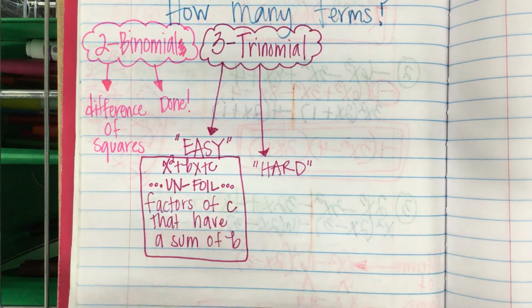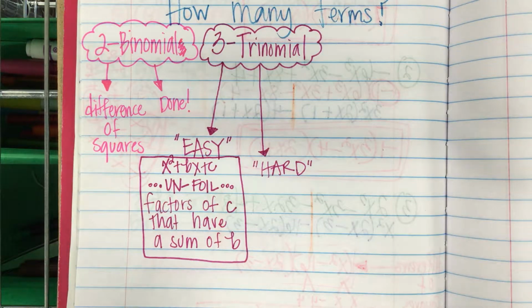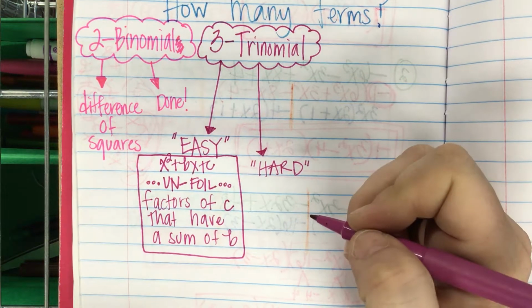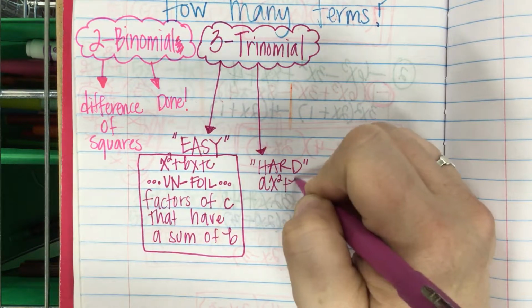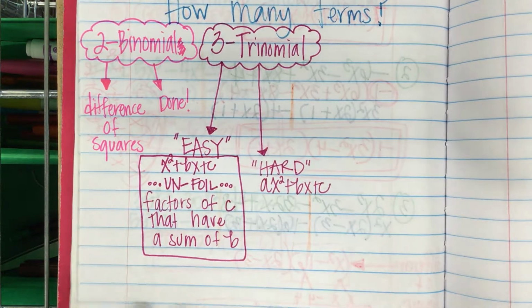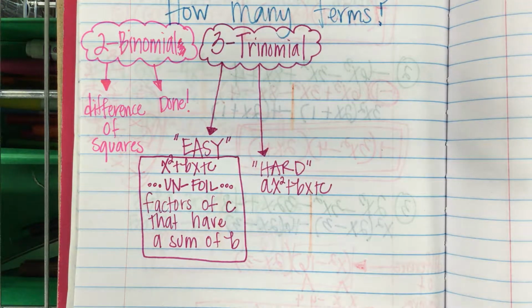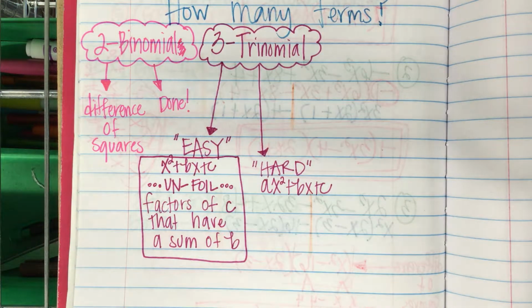What do hard trinomials look like? They look like ax squared plus bx plus c. Perfect. The difference between an easy and a hard is that the easy does not have a leading coefficient, and the hard does have a leading coefficient.